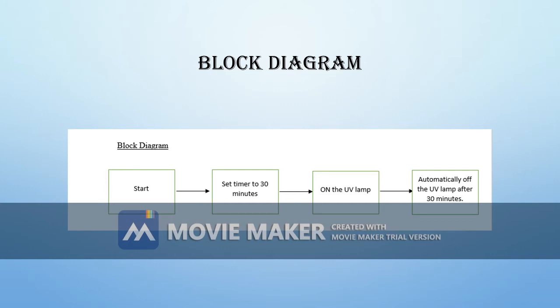If the temperature increases, it will adjust the intensity of the UVC light automatically. After the 30 minutes, the device will automatically turn off the UV lamp. It is easy, and the user can understand and handle it with ease.